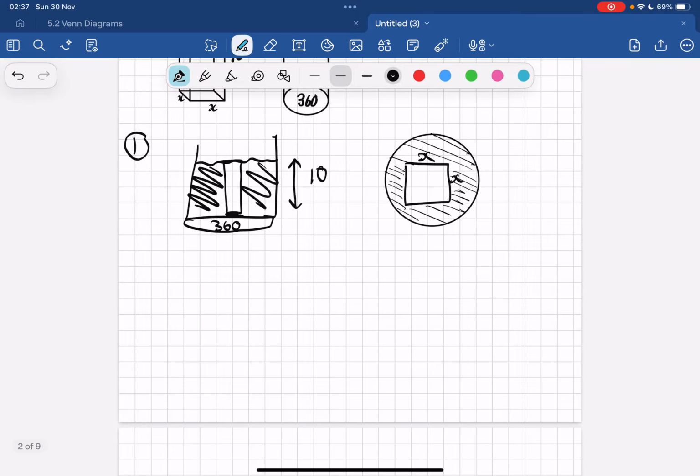So the volume of the water would be our cross-sectional area, which is 360 minus x squared, times the height, which is 10 in this scenario.